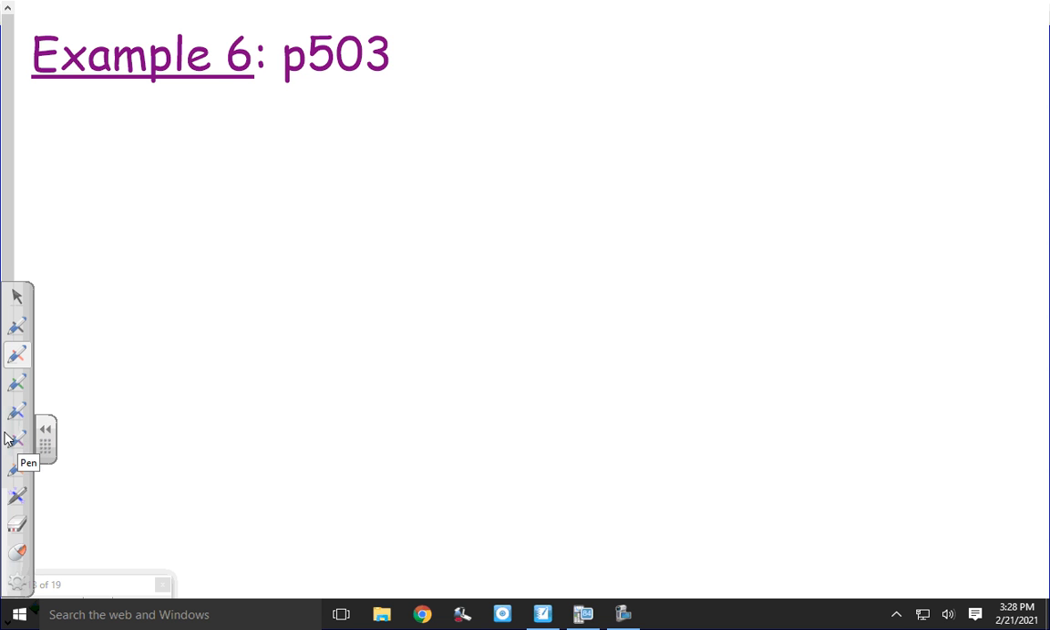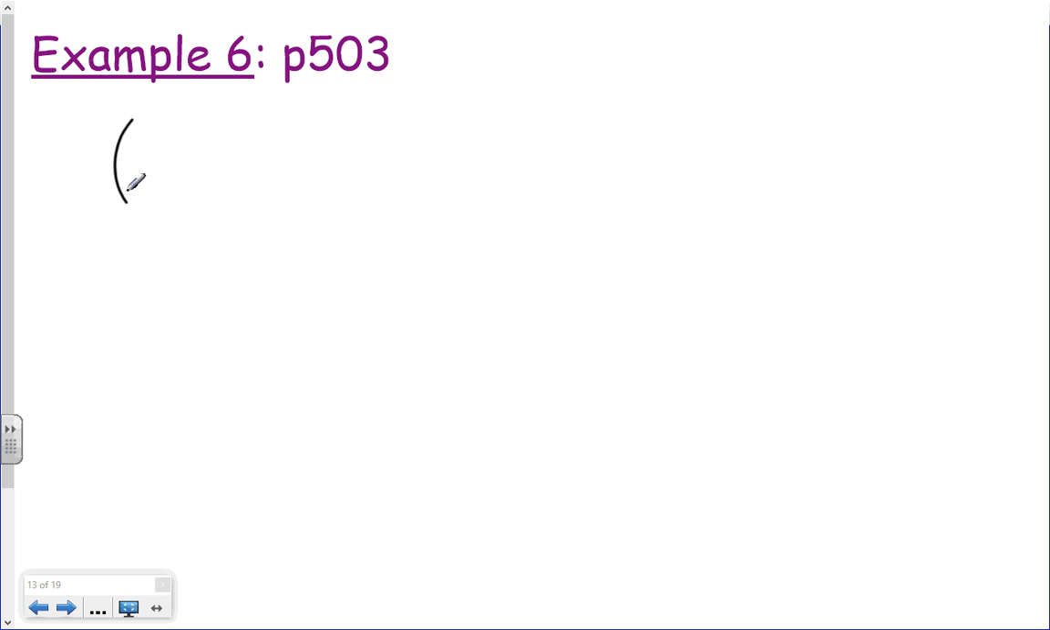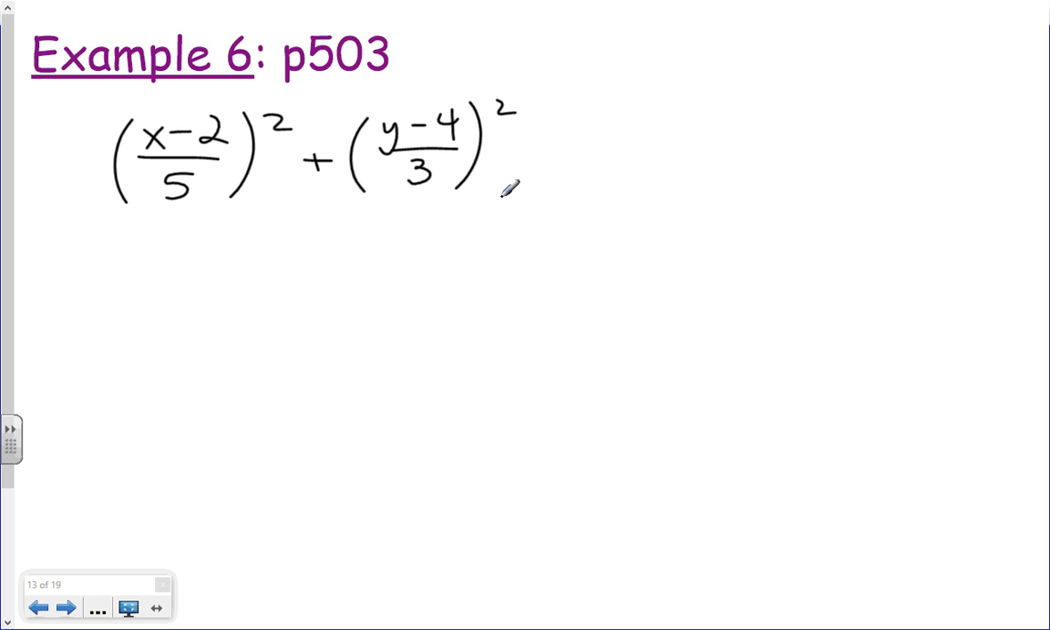Let's write down that equation. It was x minus 2 divided by 5 squared, and then y minus 4 divided by 3 squared, and that's equal to 1. All right, so they want us to transform this from this center radius form to the polynomial form is really what they're asking us to do. I would suggest the first thing to do is try to get rid of the fractions in here.